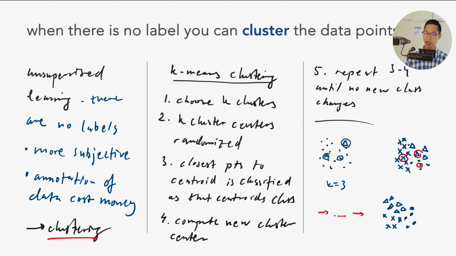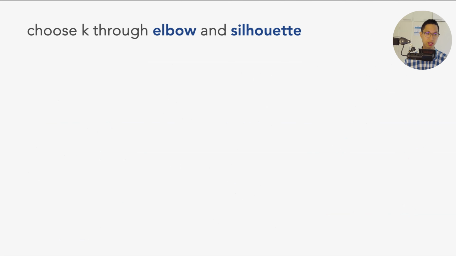Maybe if you have domain experts that say that we need to divide them into 3 groups, and if they know that beforehand, then we can choose k equals 3. But in case they don't know that, we can choose k through doing an elbow plot and a silhouette plot.